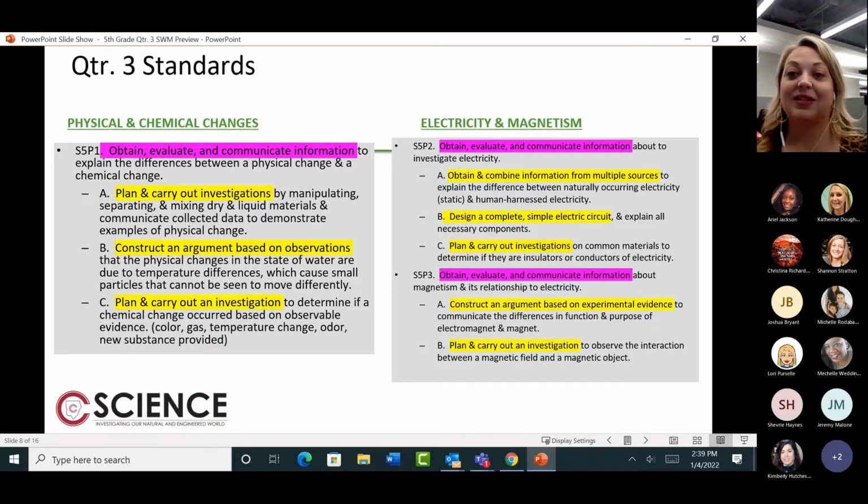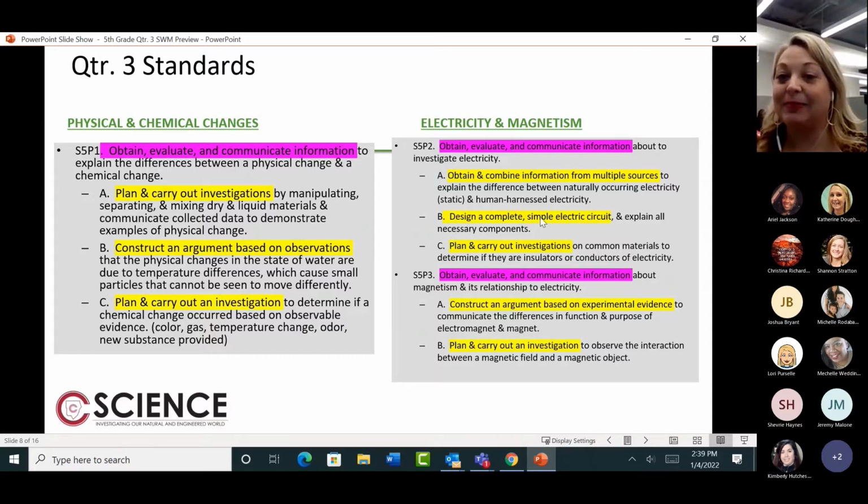When we unpack this, we feel that multiple sources can mean hands-on. It can mean direct reading. It could mean direct research. Think about it. We want to know the difference between human harnessed and static. So we're going to have to do some hands-on things. We're going to have to play with some things. We're going to have to figure out how we can create static electricity, right? So I have some activities that you can use for this standard because we're combining all this information, we're obtaining information, and we're combining it to explain the difference. So they're going to actually have to write something to explain it to you.